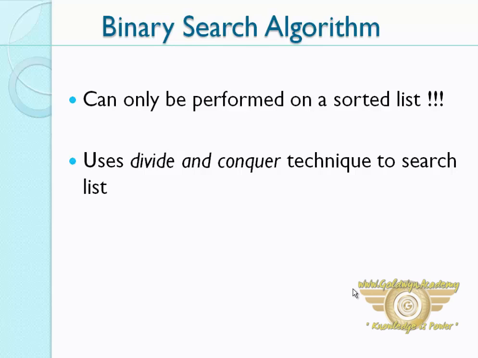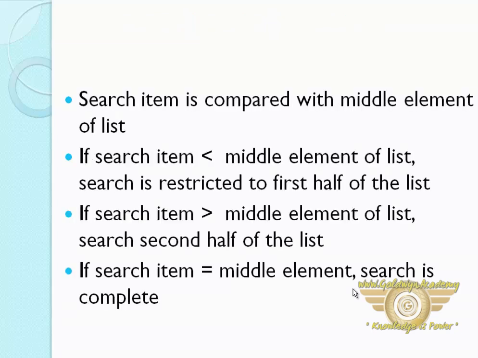It can only be performed on a sorted list, which is one of the basic criteria for performing binary search. It uses divide and conquer technique to search the list. Here the search item is compared with the middle element of the list. If the search item is less than the middle element of the list, the search is restricted to the first half of the list. If the search item is greater than the middle element of the list, search the second half of the list. If the search item is equal to the middle element, the search is complete.